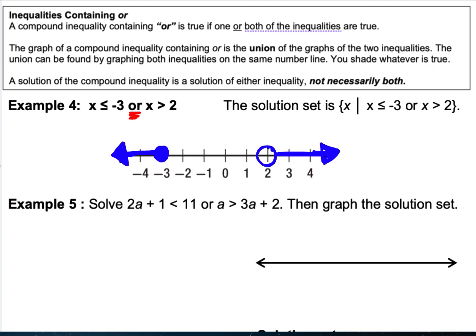I don't want anything in between those two. It's an either or situation. And we write that with that or in between. We say, okay, it can be this or it can be this.